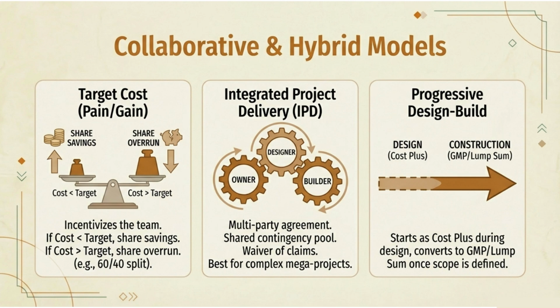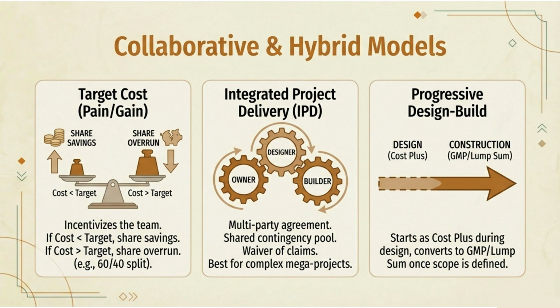You set a target cost, and if the project comes in under budget, you share the savings. If it goes over, you share the overrun. It's like a construction buddy system. Cost target, share overrun. Ouch, but at least we're in this together. This incentivizes the team. Everyone wins when efficiency happens. It's best for projects where you want alignment, not finger-pointing.